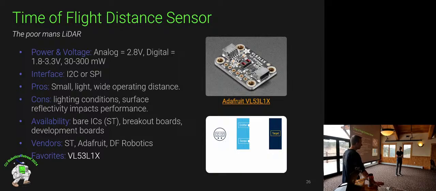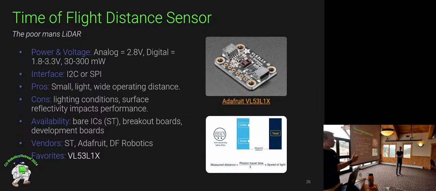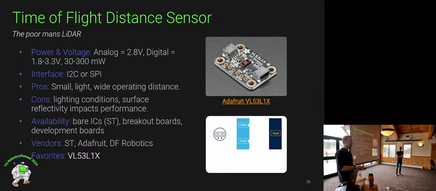These are generally I2C sensors. They're really low power, but they operate by just sending out some photons. They hit your target, and then those photons come back, and you measure the time difference between that to calculate how far away your object is.